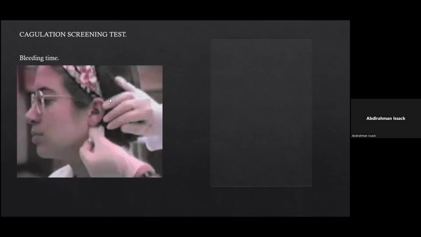Anyone remember the normal ranges for the Duke method at the earlobe to make a clot? How many minutes does it take? If I remember well, Duke was 1 to 5 minutes, and then Ivy was 1 to 9 minutes. Okay, thank you. Perfect. This is the Duke's method of bleeding time tests. The other methods we mentioned: the Duke's, the Ivy, and the template.